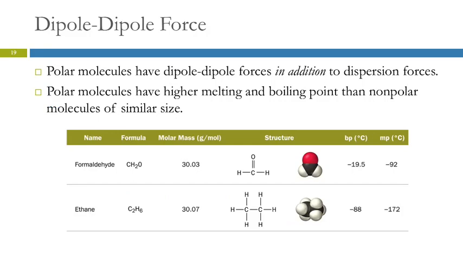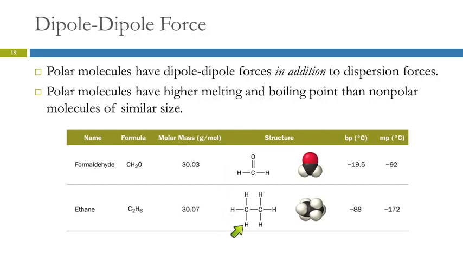So polar molecules have dipole forces in addition to dispersion forces. Everything has dispersion forces. Polar molecules also have dipole forces. So if we look at these two compounds, formaldehyde and ethane, their molar masses are almost identical. So if we're looking at dispersion forces, which vary with size, these are the same size. So the dispersion forces between these two are comparable. This is a polar molecule. This is a nonpolar molecule.